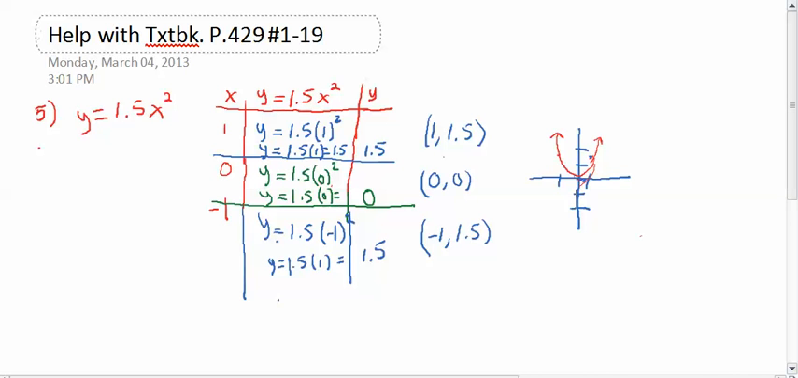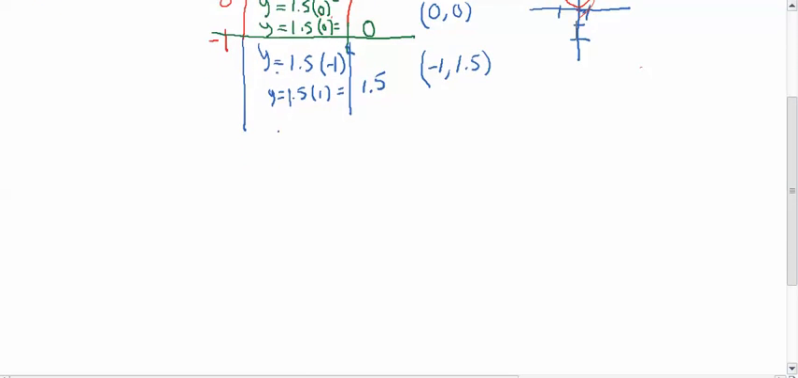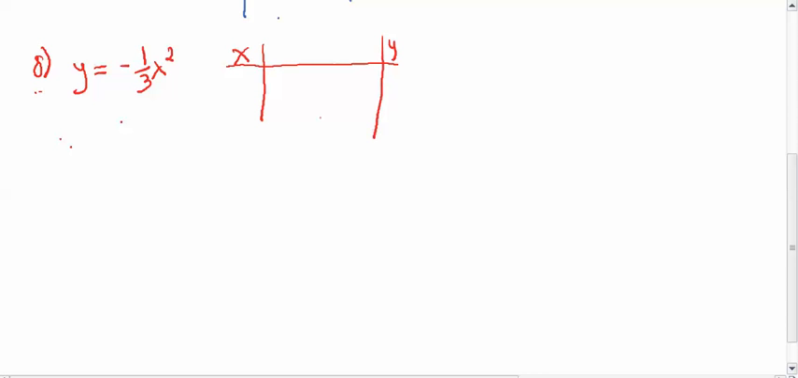Okay. Then let's do one more. Let's go ahead and do a fraction, because I know you don't like fractions too well. So let's do number 8. Number 8 is y is equal to -1/3 x squared. Same idea, we're going to get our x, and then we've got to find out what our y is. One more time, I'm going to choose 0, 1, and -1. So let's go ahead and do that.